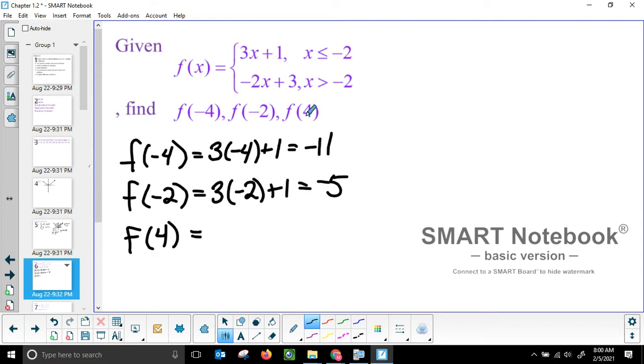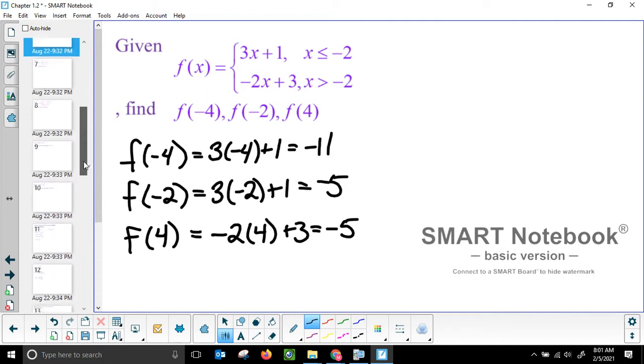We say, okay, I check my conditions again. I plug it in here. Is 4 less than or equal to negative 2? No, it is not. So I come down here, plug it in here. Is 4 greater than negative 2? Yes, it is. So that means I want to plug it into this second piece right here. So I say, okay, negative 2 times 4 plus 3, that's negative 8 plus 3, which again is negative 5. And that's it. When it comes to evaluating piecewise functions, that's all we have to do.